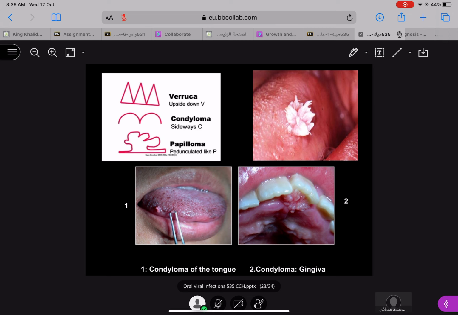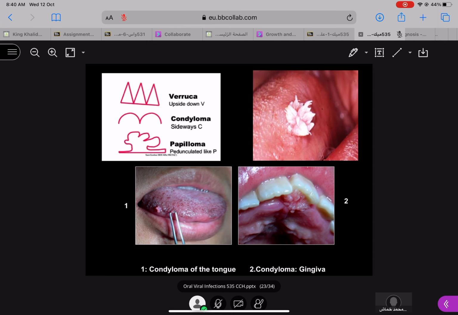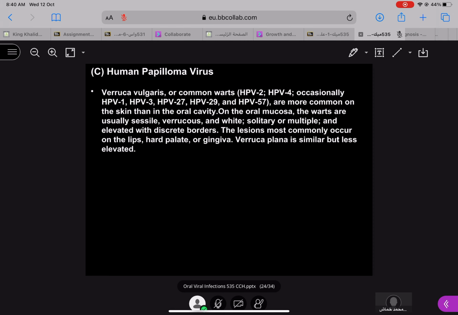So this is condyloma of tongue and condyloma of gingiva. This is this picture. It's an introduction to human papilloma virus. Verruca vulgaris or common warts are more common on the skin than the oral cavity.